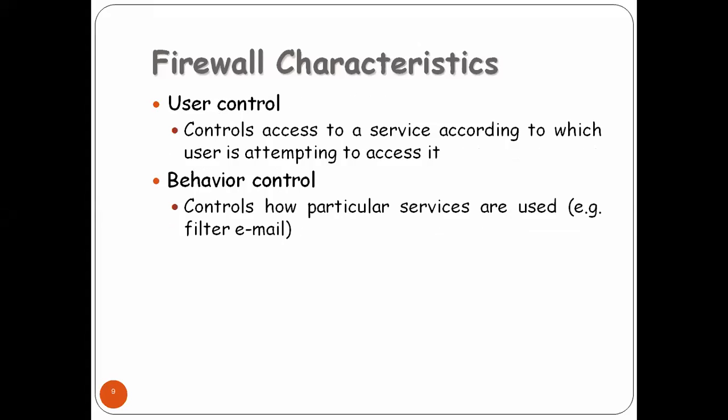Then the user control. It controls access to a service according to which user is attempting to access it. Behavioral control controls how a particular service is used. For example, filter email, as I just told you. Some unwanted sources may try, for example, to tell you that you got a 1 crore prize money, please provide your details. Such unpredictable emails are filtered, so email filtering also provides one of the characteristics of privacy.